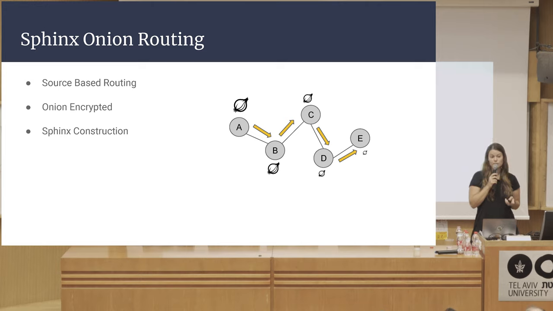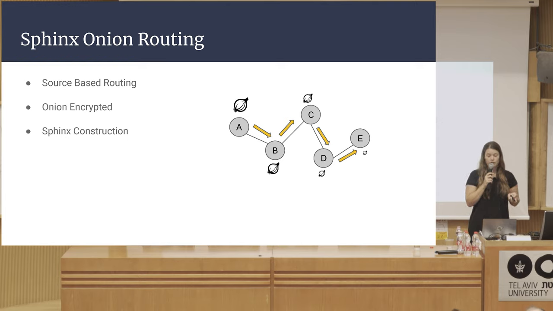So first of all, we use source-based routing, which means that if A is sending to E, A needs to calculate a route all the way through the network to the final node. We also do so in an onion encrypted way, which means A will calculate ephemeral keys with each of the nodes along the path and create an onion, which they will pass on to the next node, and they can unwrap this onion using their secret.